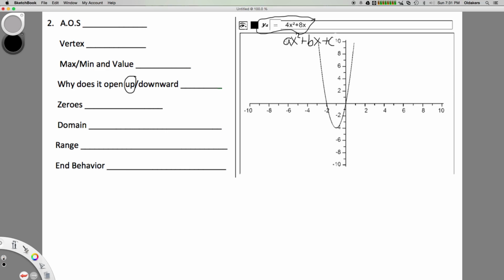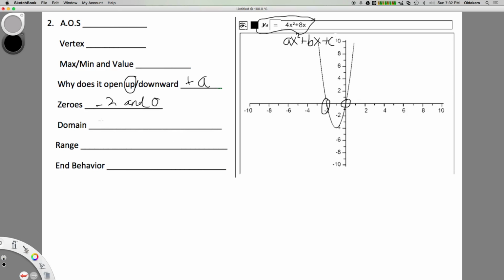A is 4. That's positive. If a is 4, it's positive, so it opens up. Why does it open up? Well, it has a positive a value. The zeros, I guess we can trust the graph on this one. It's where it's crossing. It's crossing at -2 and 0. I don't write this as a coordinate because it's not a coordinate. It's two values where it's crossing the x-axis: -2 and 0. Later on, you'll learn how to find those if you can't exactly see it or if you don't trust the graph.